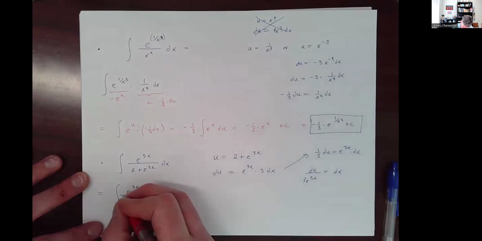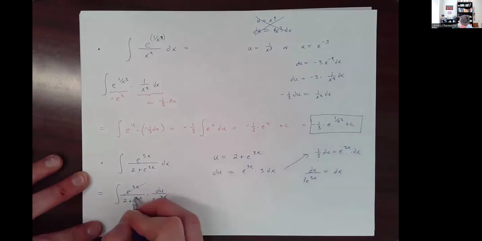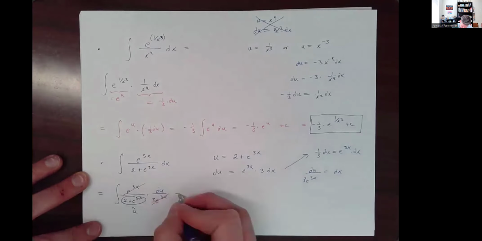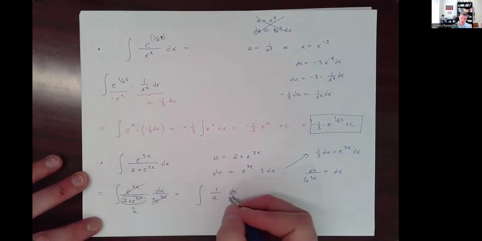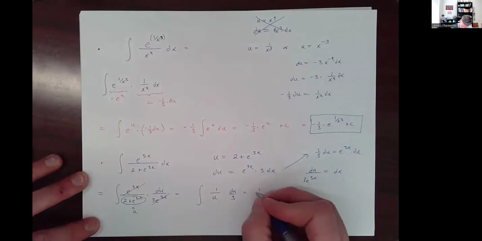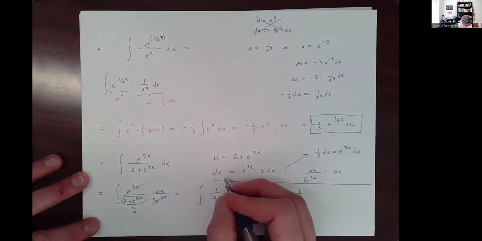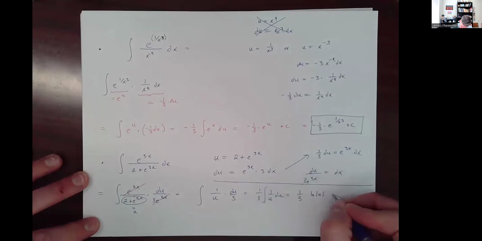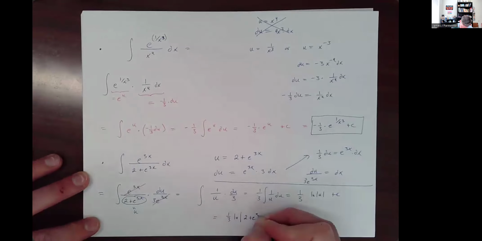So we're going to start by saying that e to the 3x divided by e to the 3x cancels out, divides to 1. And then the remaining 2 plus e to the 3x is equal to u. So we end up with the integral of 1 over u times du over 3. I should have been smart there and brought the 1/3 out in front. So it's 1/3 integral of 1 over u du. We know that the integral of 1 over u is natural log of the absolute value of u. And then finally, replacing the u, we get 1/3 natural log of the absolute value of 2 plus e to the 3x plus c.